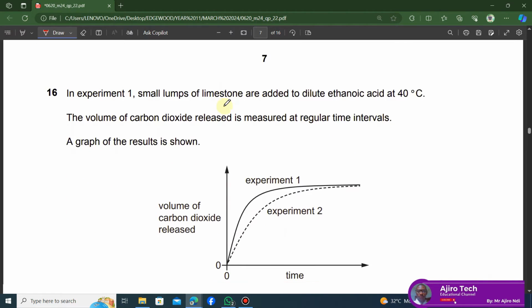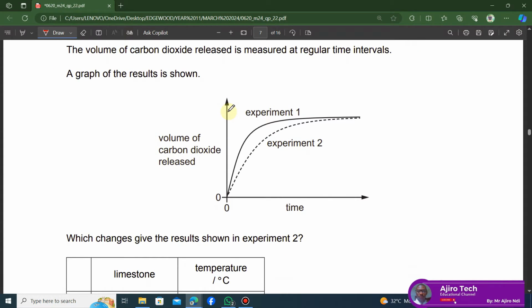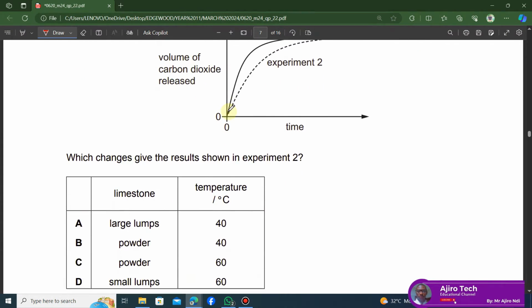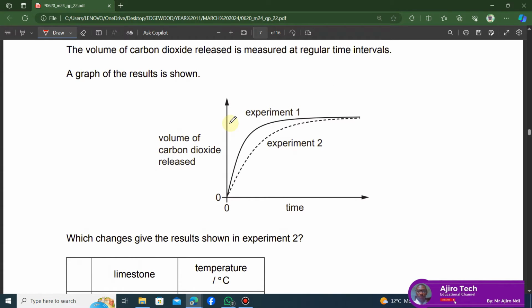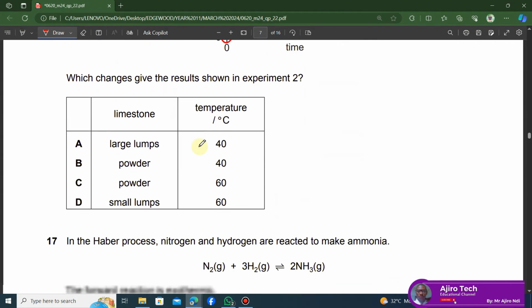Okay, so we'll go to the next question. In experiment 1, small lumps of limestone are added to dilute ethanoic acid at 40 degrees Celsius. The volume of carbon dioxide released is measured at regular time intervals, and this is the graph. So which change gives the results shown in experiment 2? Now, you see that experiment 2 starts from the same origin. It produces a less steep curve, and it still produces the same volume of gas. So that means the same conditions were used, only that we switch from small lumps to large lumps.